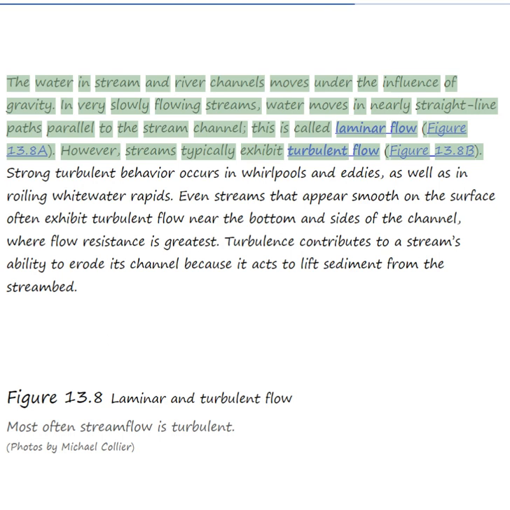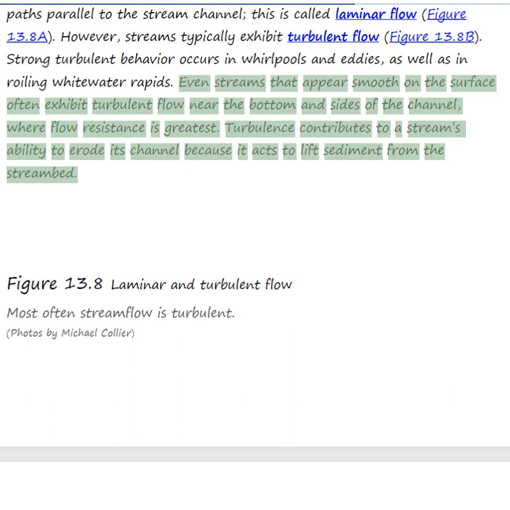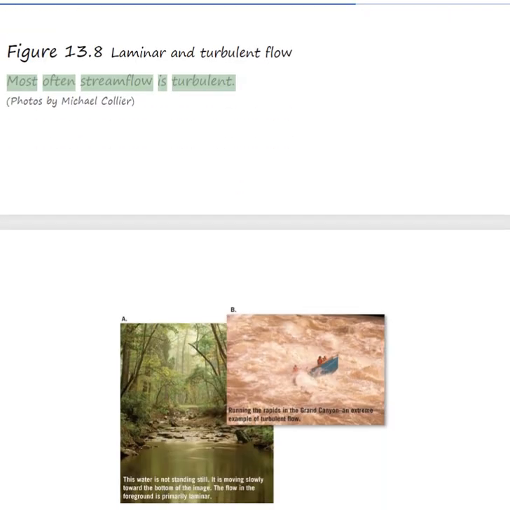However, streams typically exhibit turbulent flow. Strong turbulent behavior occurs in whirlpools and eddies, as well as in roiling whitewater rapids. Even streams that appear smooth on the surface often exhibit turbulent flow near the bottom and sides of the channel, where flow resistance is greatest. Turbulence contributes to a stream's ability to erode its channel because it acts to lift sediment from the streambed. Most often streamflow is turbulent.